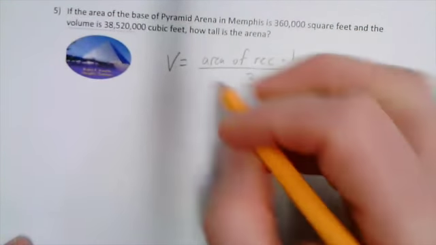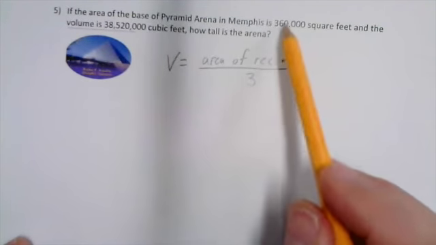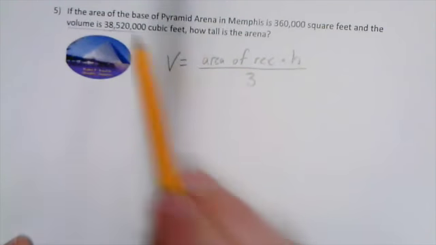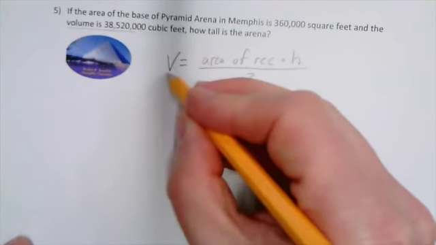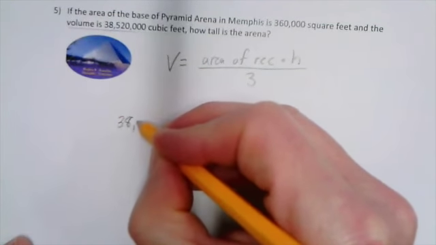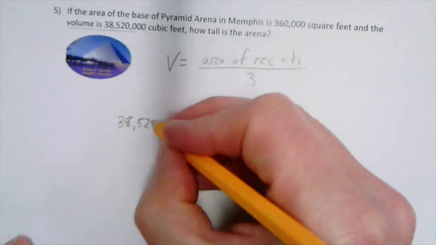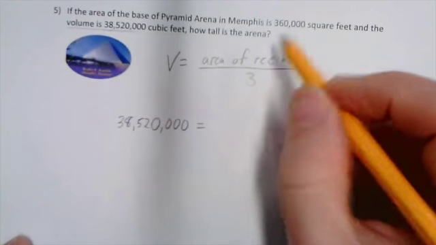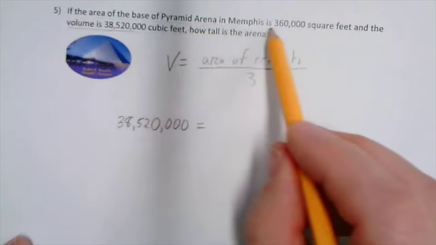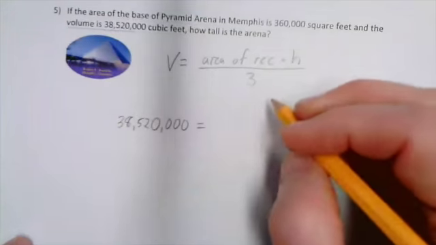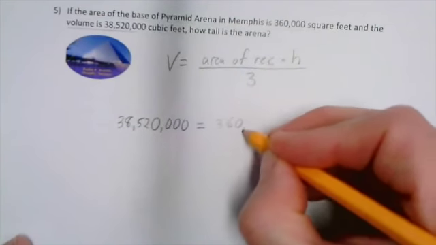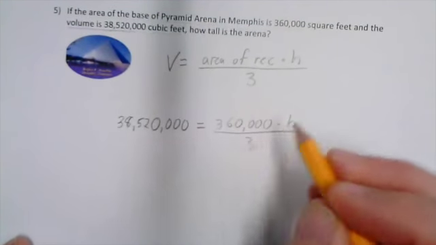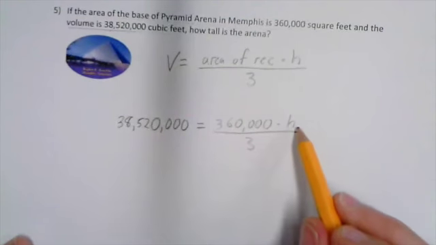Okay. So in this case here, interesting thing about this is they give me some different information in here. They actually give me the volume, and they want me to find the height. So the volume in this case here, I'm going to plug that in for V, is 38,520,000 cubic feet, is equal to the area of the rectangle, and that's what they tell me here. The area of the base pyramid arena in Memphis is 360,000 square feet. Okay, so there's 360,000 square feet times the height divided by 3. Okay, so I have everything but h.